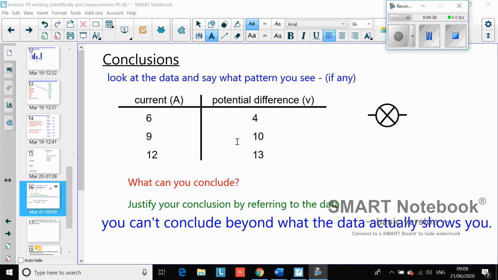Okay, so actually once more I'm going to ask you to pause this and add in some data to back up your conclusion.